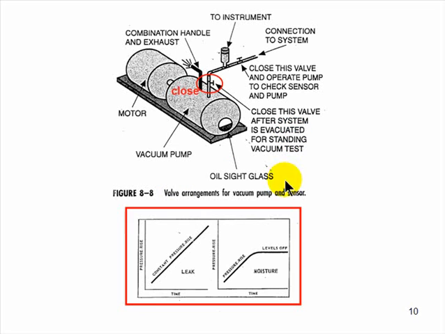The other thing it will do: once you shut it off, it'll expand a little bit and hit the level you want. It'll be 500 microns or 1,000 microns, whatever you're evacuating to.